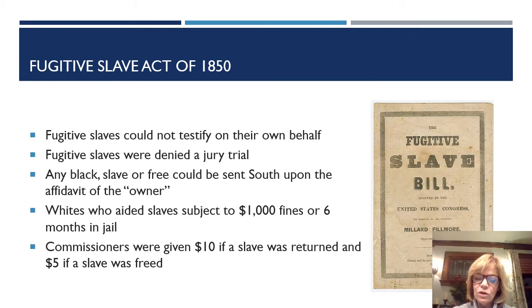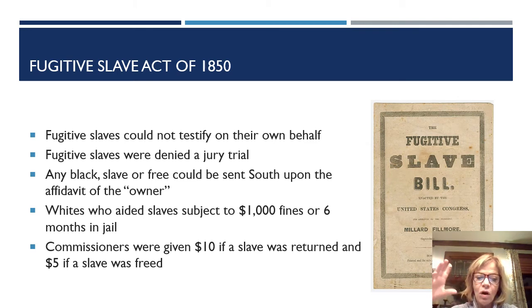So there was a Fugitive Slave Law in the Constitution, but it wasn't being enforced in the North. So this was supposed to make sure that it was. So it said that a slave could not testify on his or her behalf, also couldn't have a jury trial. And any black person, slave or free, could be sent south just upon the affidavit of the owner. So it didn't matter what the black person said, it's only what this white person said. So somebody could come in there and just claim that this person was their slave, and then they could take them away.